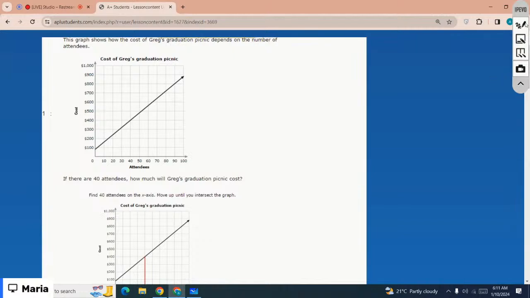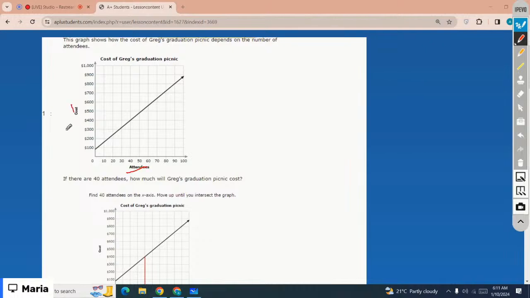Okay, so here is the graph given, right? On the x-axis you are given the attendees and on the y-axis you are given the cost. The question is if there are 40 attendees, how much will Greg's graduation picnic cost? So here is the 40 attendees, just match it to the graph first and match it to the y-axis. That means if you have 40 attendees in the picnic, their cost is $400, right?